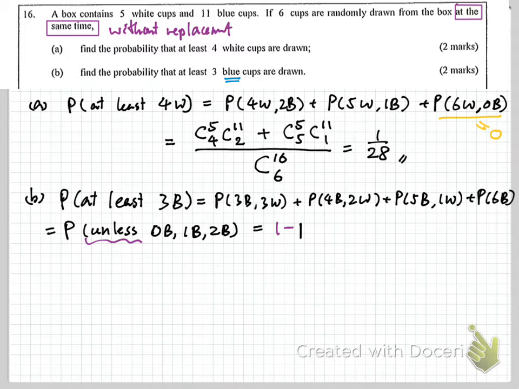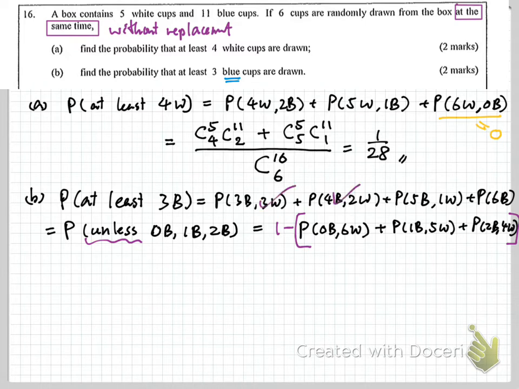No blue means no blue, 6 white. And 1 blue means 1 blue, 5 white. And lastly, that would be 2 blue and 4 white. So you have to do this calculation again. In the first method, you have to do 4 terms. In this 1 minus method, you only do 3 terms. So maybe the second method is easier.